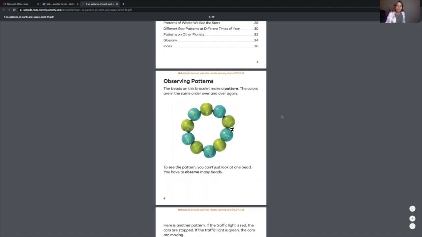What does observe mean? Good. So make sure that whenever you look at patterns, you can't just look at one part of it. You have to look at several parts in order to see the pattern, okay?